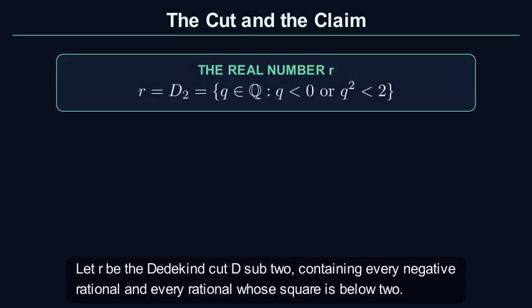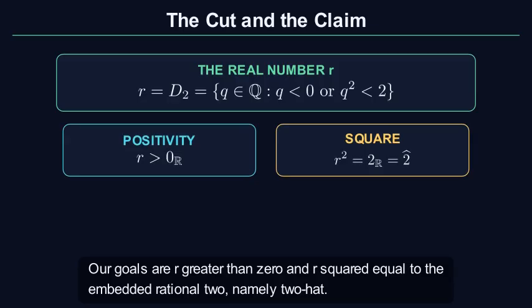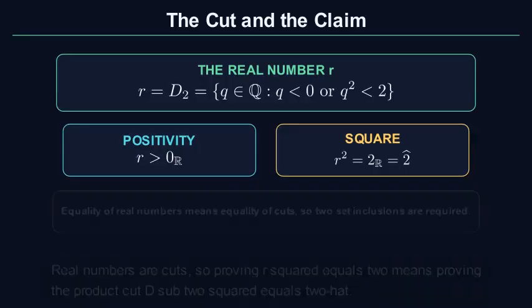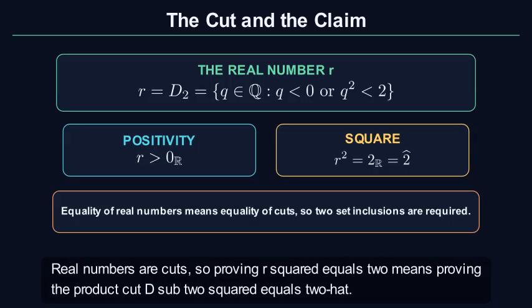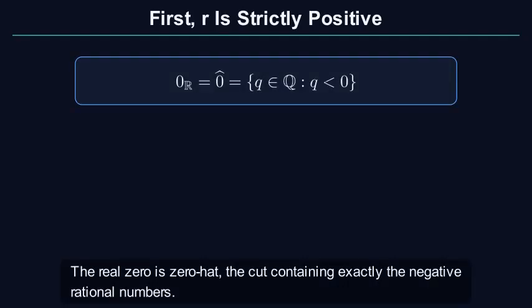Let R be the Dedekind cut D sub 2, containing every negative rational and every rational whose square is below 2. Our goals are R greater than 0 and R squared equal to the embedded rational 2, namely 2 hat. Real numbers are cuts. So proving R squared equals 2 means proving the product cut D sub 2 squared equals 2 hat. The real 0 is 0 hat, the cut containing exactly the negative rational numbers.